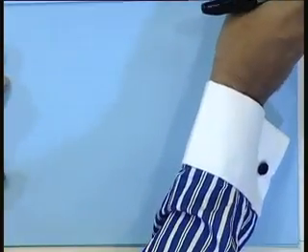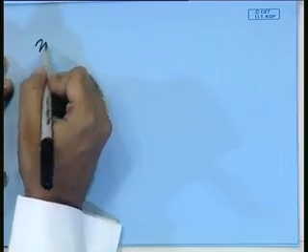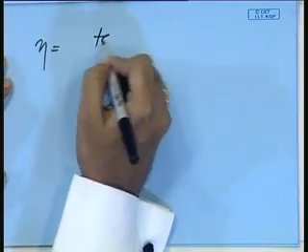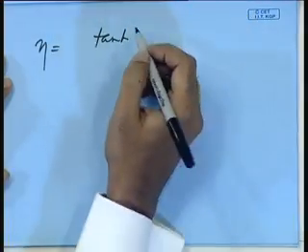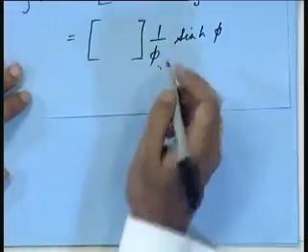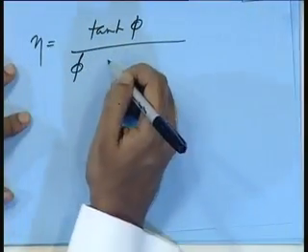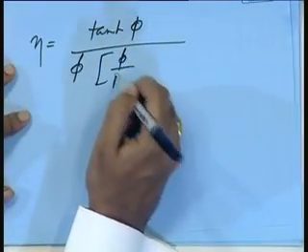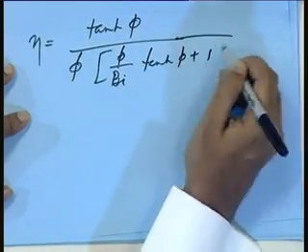So, what you get is your eta comes out to be tan hyperbolic, because the sine hyperbolic and the cos hyperbolic you can take there as a denominator, tan hyperbolic phi over, because there is a phi out here, so that would come. Okay. So, phi times phi over Biot number tan hyperbolic phi plus 1.